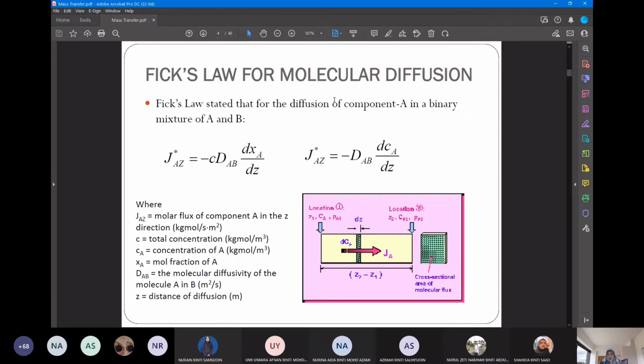Okay, so you are given two basic terms here, which is mole fraction or concentration. In terms of mole fraction, which is X, in terms of concentration, which is C. Okay, so it doesn't matter whether you're given liquid or gas. So this is the basic formula, basic theory. It is applied for diffusion, whether it is liquid or gas. It doesn't matter.